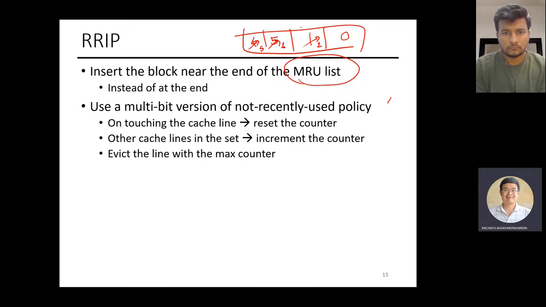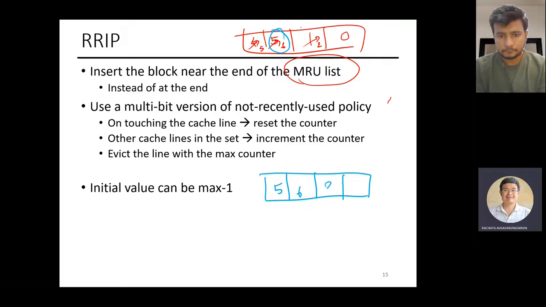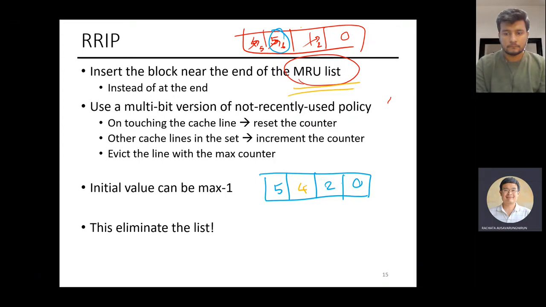When I need to evict something, I would evict the block with the maximum counter value here, because that suggests I haven't used this block for a while relative to the other cache blocks, right? Then if I have a new block coming in, originally this is 5, 6, 2, 0, and you kick this out. If you put a new block in, you would assign the value to be maximum minus 1, so it's going to be 4. This eliminates the fact that we actually have to maintain the list. So we don't need the list, we just need 1 counter per cache block, right? This is much, much easier to maintain. It's a much more cost-effective way to maintain your cache blocks and the cache block information.